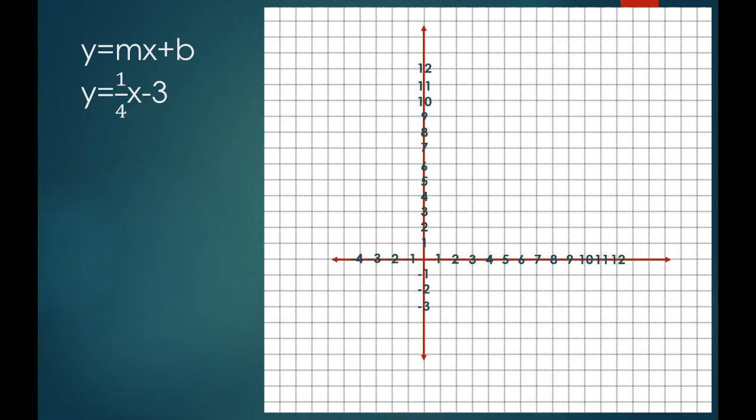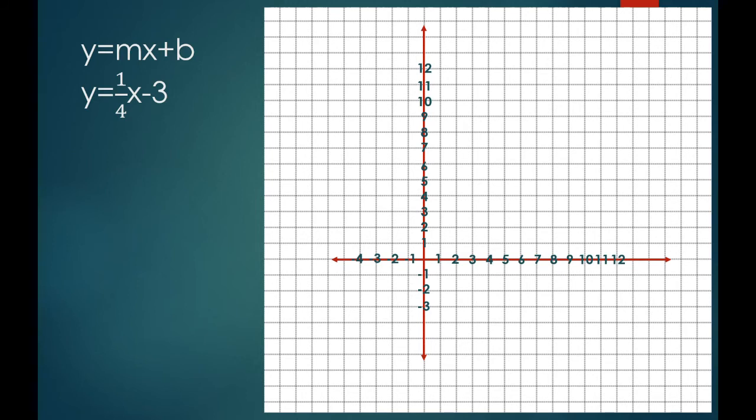Sa akin, yun talaga una kong ginagawa. Tinitingnan ko kung anong format nung equation na binibigay. So, kung naka-standard form, edi dapat baguhin ko pa into slope-intercept form, kasi mas madali or mas maayos kapag naka-slope-intercept form. Alright. So, napagmasdan mo na bang mabuti alin ang M at alin ang B?